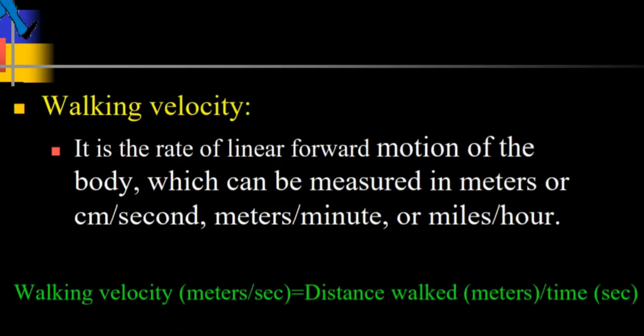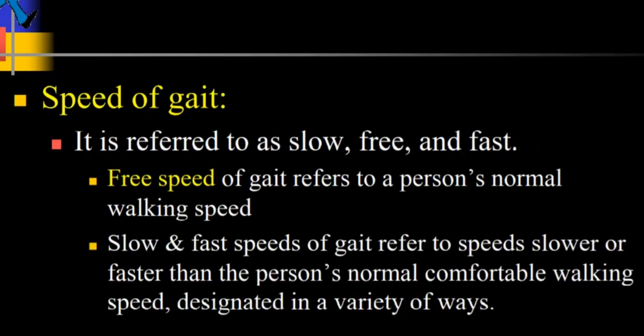Okay. Walking velocity. It is the rate of linear forward motion of the body, which can be measured in meters or centimeters per second, meters per minute, or miles per hour. Okay, walking velocity in meters per second is equal to distance walked in meters divided by the time taken in seconds. Speed of gait. It is referred to as slow, free or fast. Free speed of gait refers to the person's normal walking speed. Slow and fast speed of gait refers to speeds slower or faster than the person's normal comfortable walking speed, designated in a variety of ways.